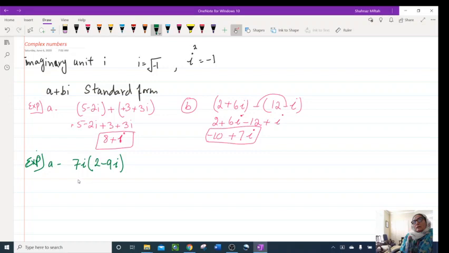I'm multiplying, and remember the distributive property. I'm multiplying 7i with the 2 and 7i with 9i. Before I multiply these, remember, we multiply signs first. Positive times positive gives me positive. 7i times 2 is 14i. Positive times negative gives me negative. 7 times 9 gives me 63i.